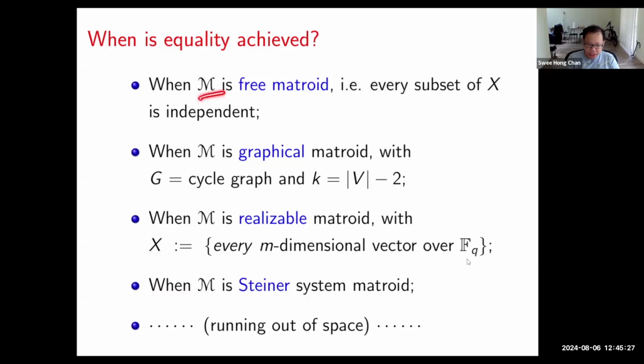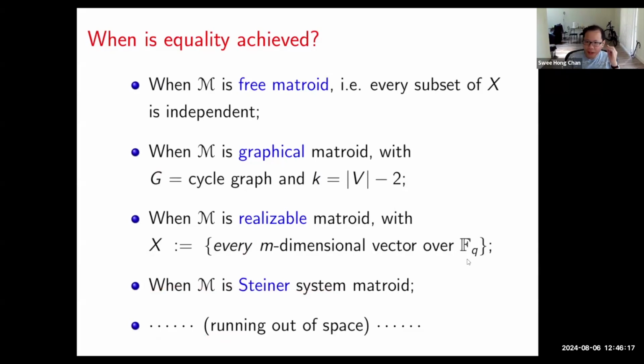First situation, when M is a free matroid. This is when every subset of the ground set is independent. In this case, yes, Mason 4 is always equal. This is one of the equality cases. Another case is when M is a graphical matroid, when the graph G is a cycle, when k is equal to v minus 2. Again, you see that this is an equality case. Another equality case is when M is a realizable matroid, and the independent sets contain all m-dimensional vectors over the field F_q. And then there's also Steiner system matroids, and many other cases that I do not write because I simply run out of space.